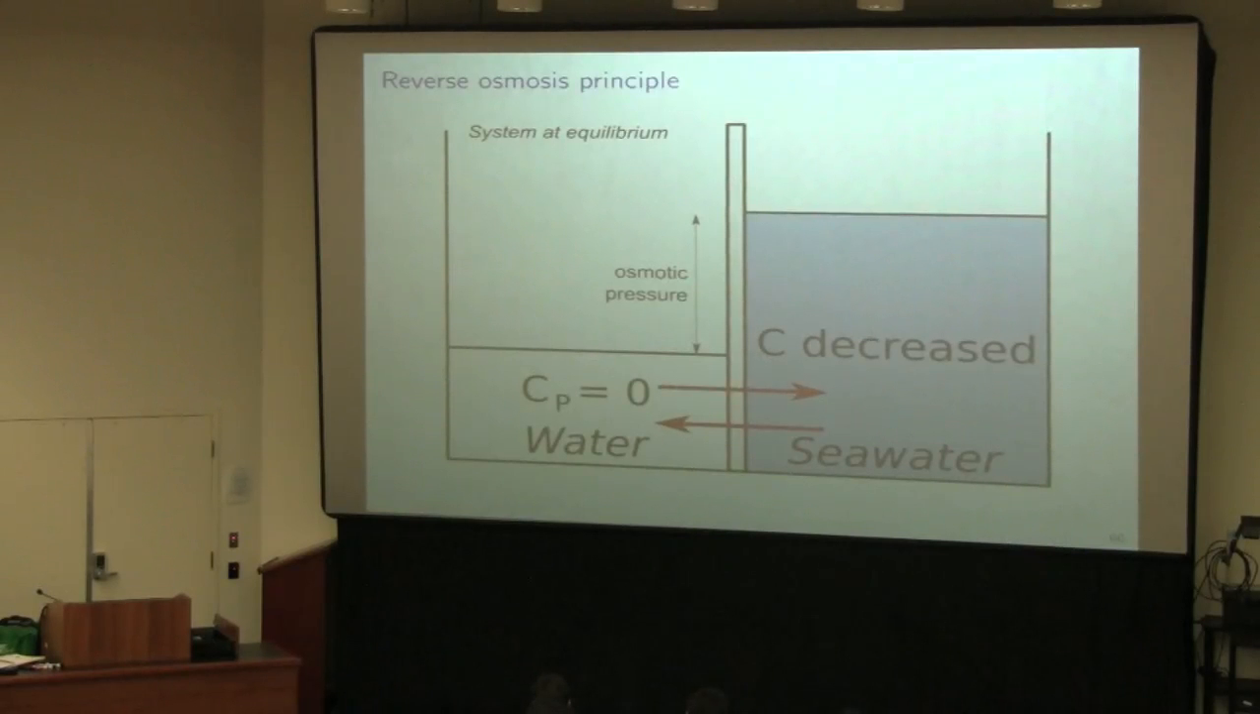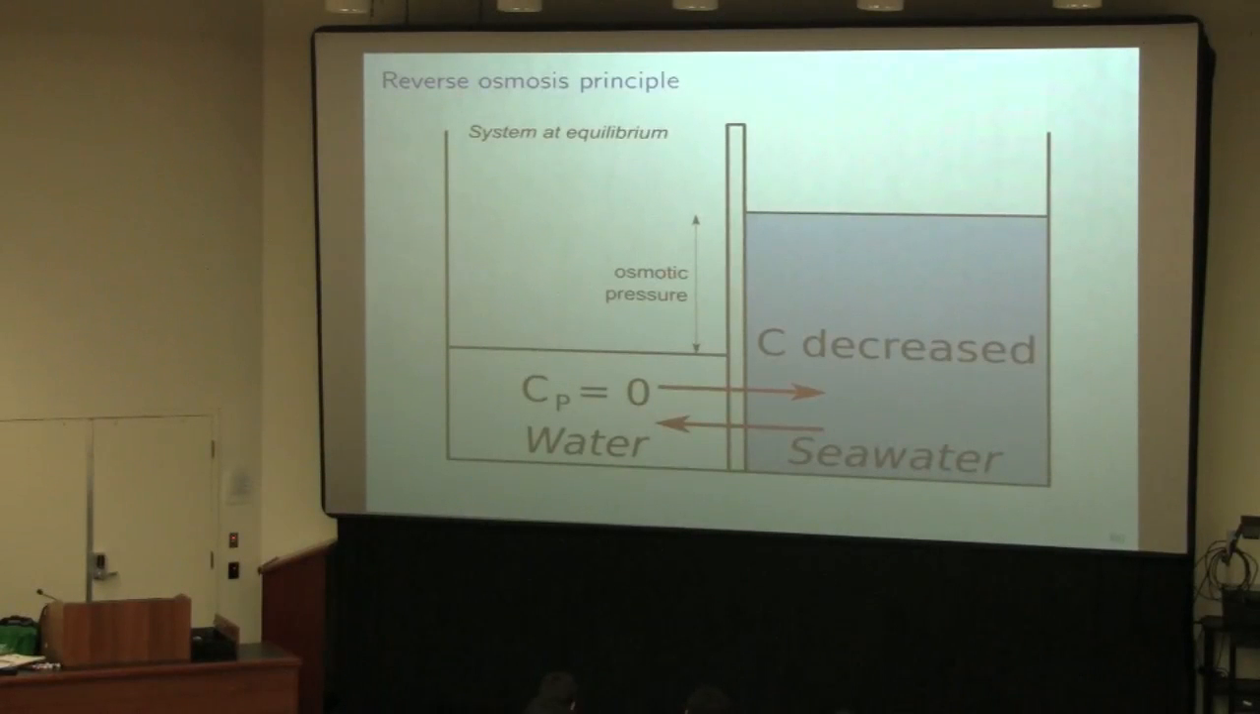The concentration of solutes, salts, in the solvent on the left is still zero because we don't allow any of that material to pass through the membrane. And then the concentration on the right-hand side has decreased. We've diluted the salt concentration. And when the system is at equilibrium here, that difference in the heights, that pressure difference from the head of the two fluids, is equal to the osmotic pressure.